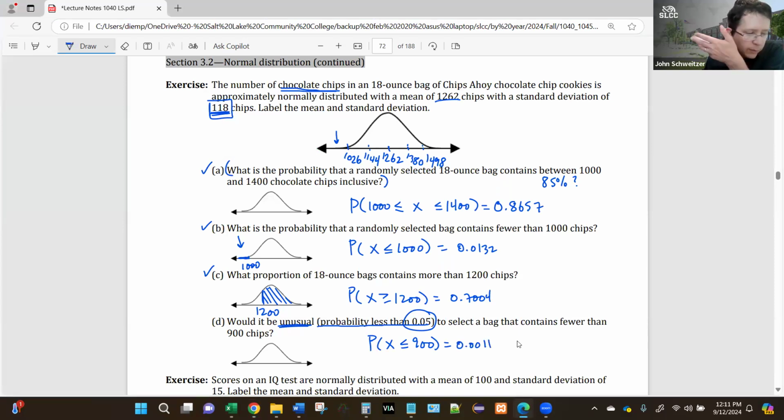Obviously they're producing thousands of these bags, maybe even millions over a long enough time period. So there are bags out there that have fewer than 900 chips probably, but it's very rare. And that's good from the company's perspective. They don't want to have a lot of these bags out there that are kind of defective. So we would say, yes, it's unusual because 0.11% is less than 5%.